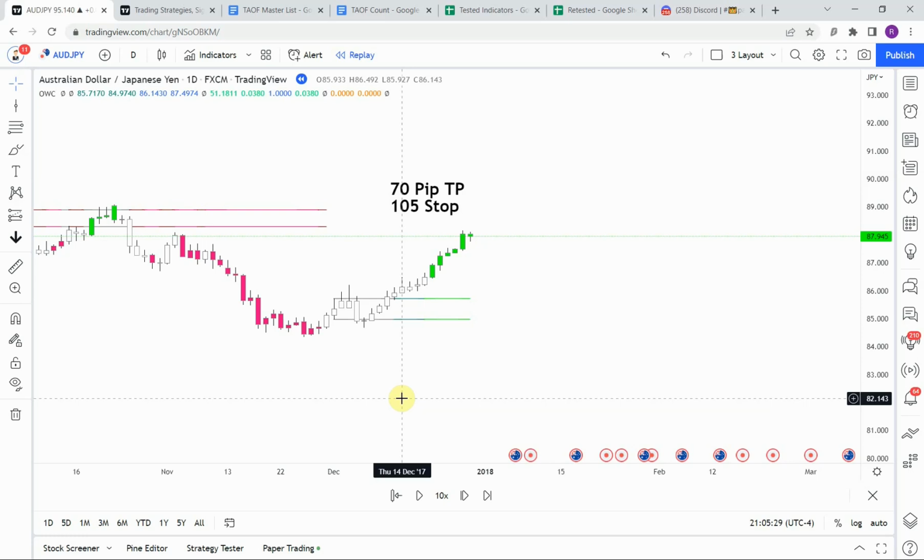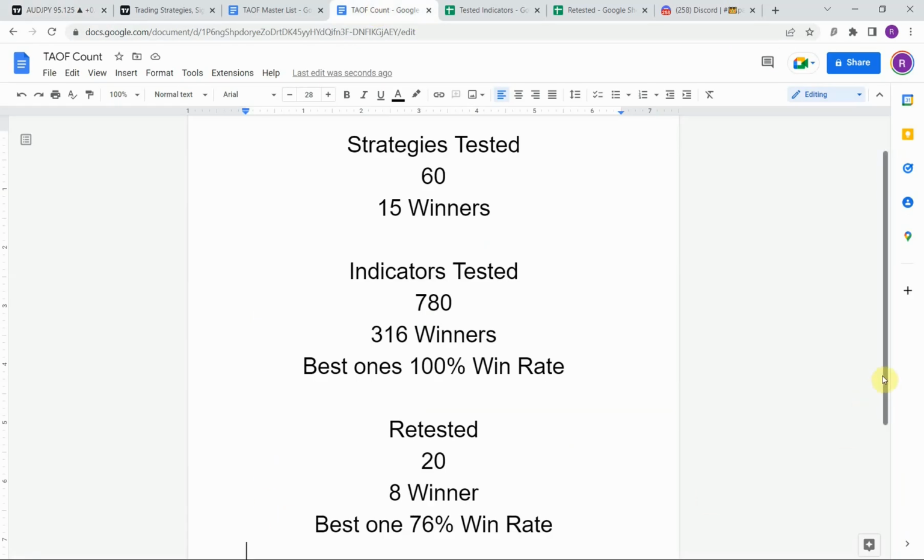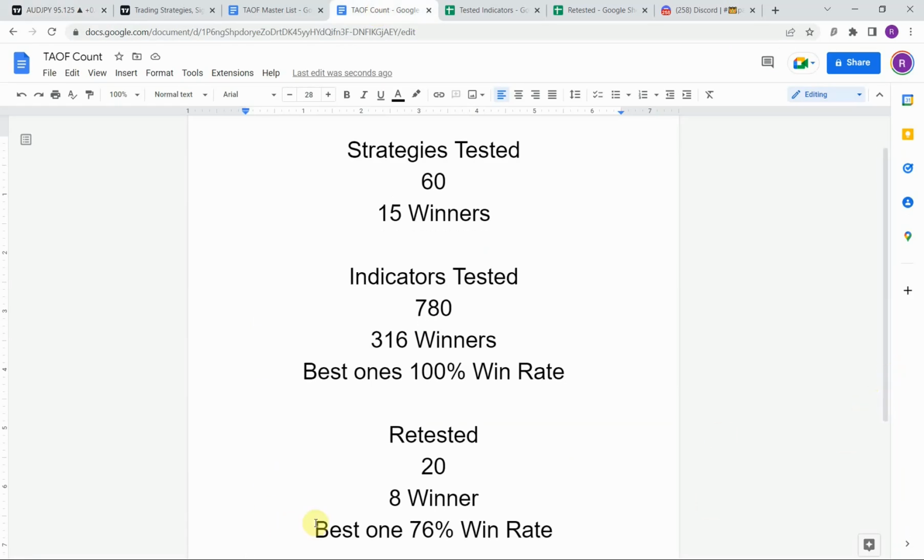Alright, as I said, today we will be testing the Oscillator Workbench indicator. Before we do though, I wanted to put the testing scoreboard up for everyone to see. So to date, we have tested a total of 60 different strategies, with 15 of them being profitable. We've also tested a total of 780 indicators, with 316 of them being winners. The best ones so far were able to achieve a 100% win rate. Now you need to go back and watch those videos to understand the context of how they were able to achieve that. So go back and watch those videos and see what you can get out of those winning indicators.